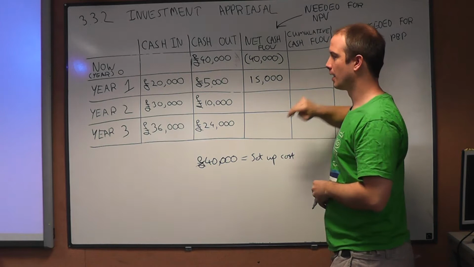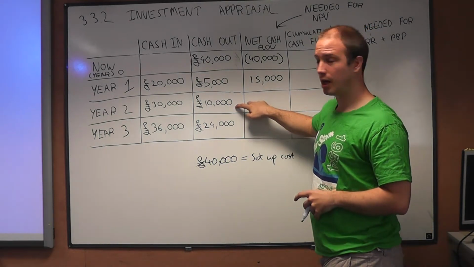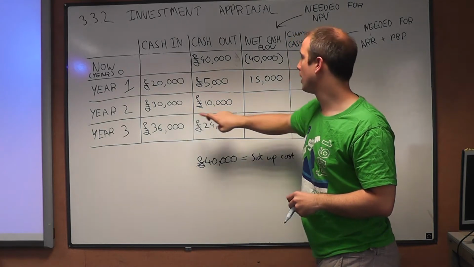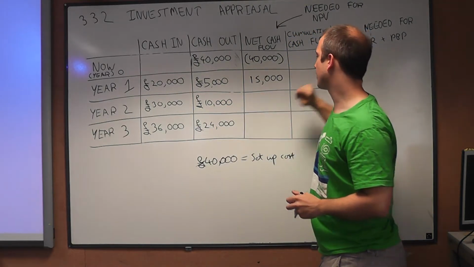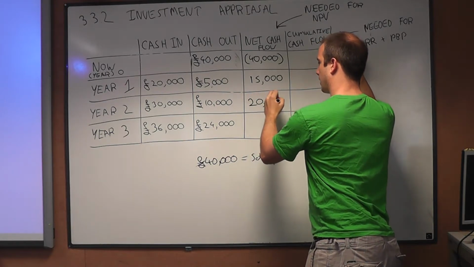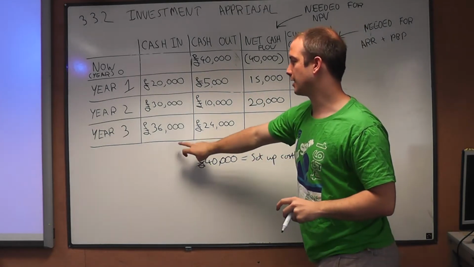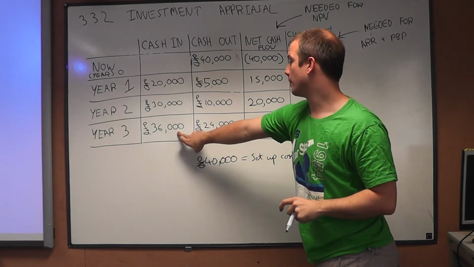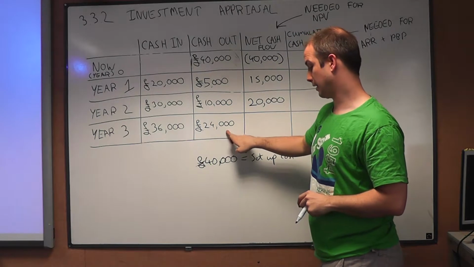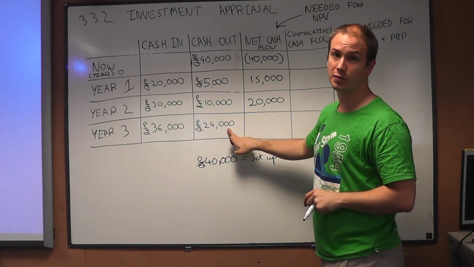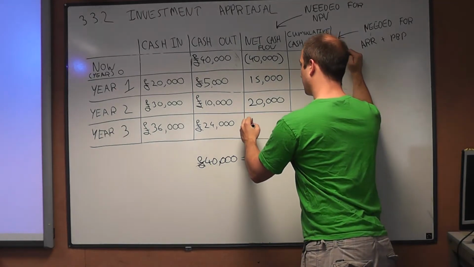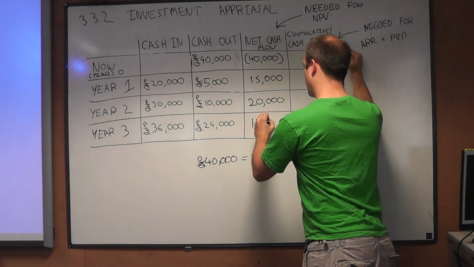In year two, there was an income of £30,000, a cash out of £10,000. So we have £20,000. And then in this final year, year three, the business made £36,000 off this investment, and it had a cash out of £24,000. So our net cash flow in this case is £12,000.